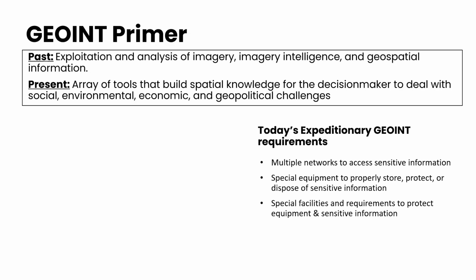GEOINT is classified information. It's secret and top secret information. And in the field, a GEOINT analyst requires access to multiple computer networks to receive and or send sensitive GEOINT information. They also need special equipment to properly store, protect, and dispose of that GEOINT information. And lastly, they need special facilities to be built that can protect the equipment and sensitive information as well. And mind you, that's only the resource side of the coin. It doesn't really include the IT personnel, the analysts themselves, the contracts, and the computer programs and everything that's needed to run a successful GEOINT operation.